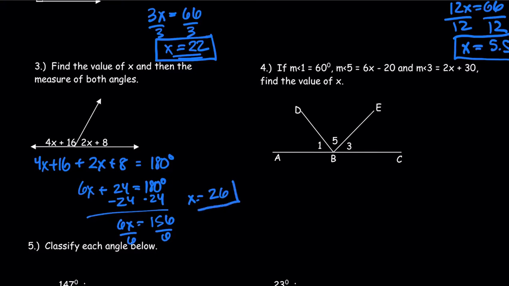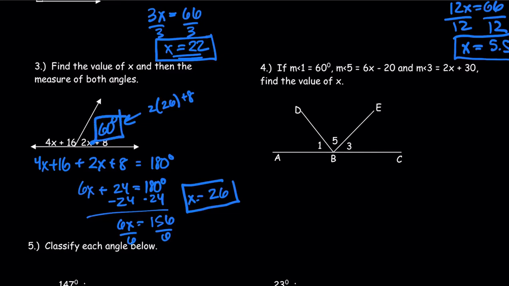So I found the value of x. That's part of your solution. Now I need to find the measure of both angles. So I'm going to take this 26 and plug it into this expression right here. So it's going to be 2 times 26 plus 8. I'm going to throw that right into the calculator. I'll write it out here to show you what I'm doing. 2 times 26 plus 8. That's going to be this angle, and that's 60 degrees.